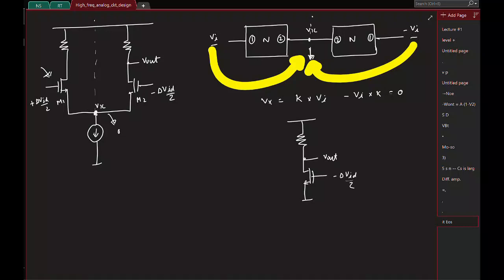And of course, this is a common source amplifier. So what is the gain of this? Minus Gm times RD, into the input, this is the output. So that's what you get again, right? Of course, this is with respect to having a differential input. So this is called the differential half circuit.